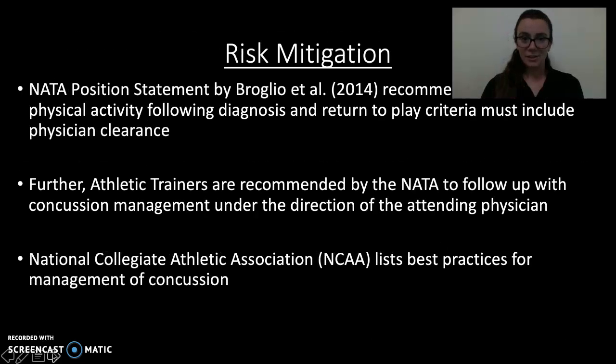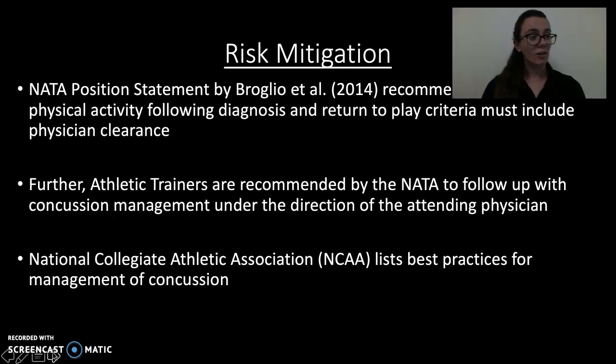A situation like this is very unfortunate, and I believe was entirely preventable. Risk mitigation for something like this, of course, is adhering to your governing bodies. That would include the NCAA in this instance because that's a collegiate setting, but also referencing other governing bodies like the NATA, which does release position statements, and it does maintain updated position statements on recommendations for the management of injuries such as concussions.